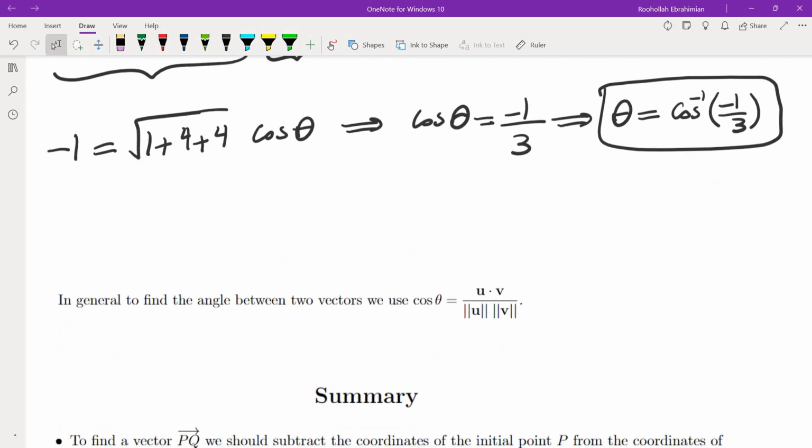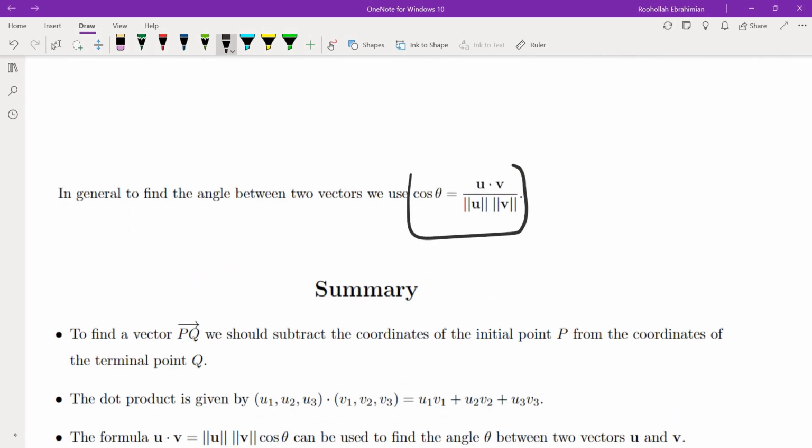In general, to find the angle between two vectors u and v, we could use this formula because we know that u dot v is the magnitude of u times the magnitude of v times the cosine of theta. So solving for theta, we get the angle.